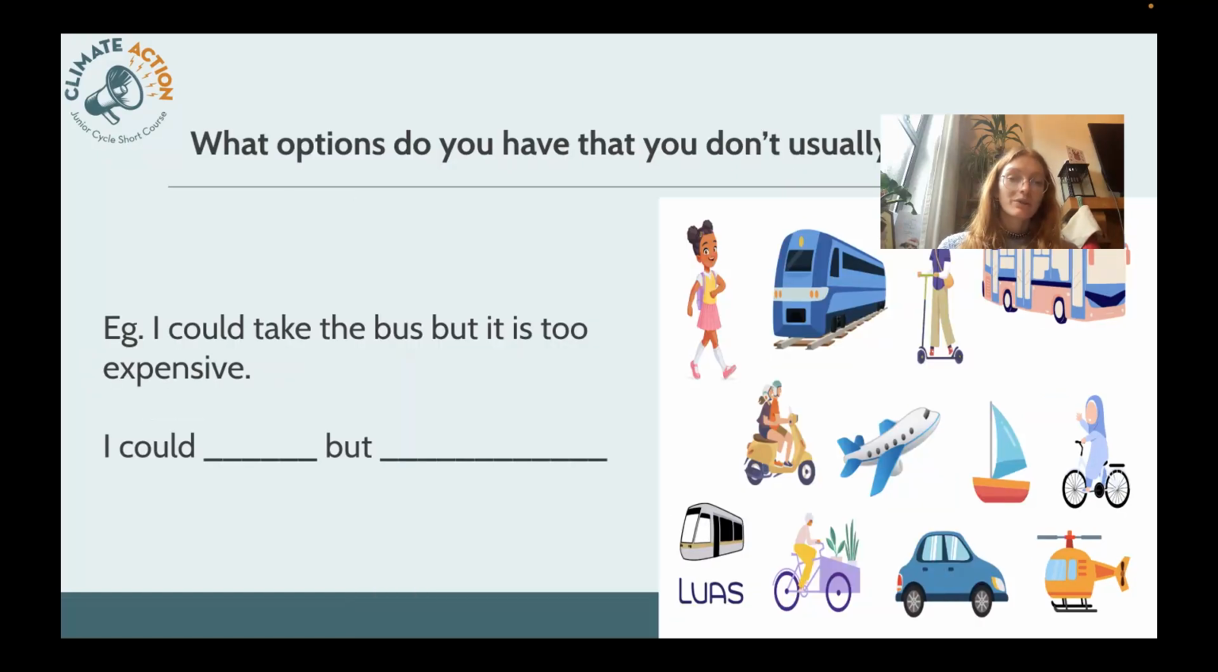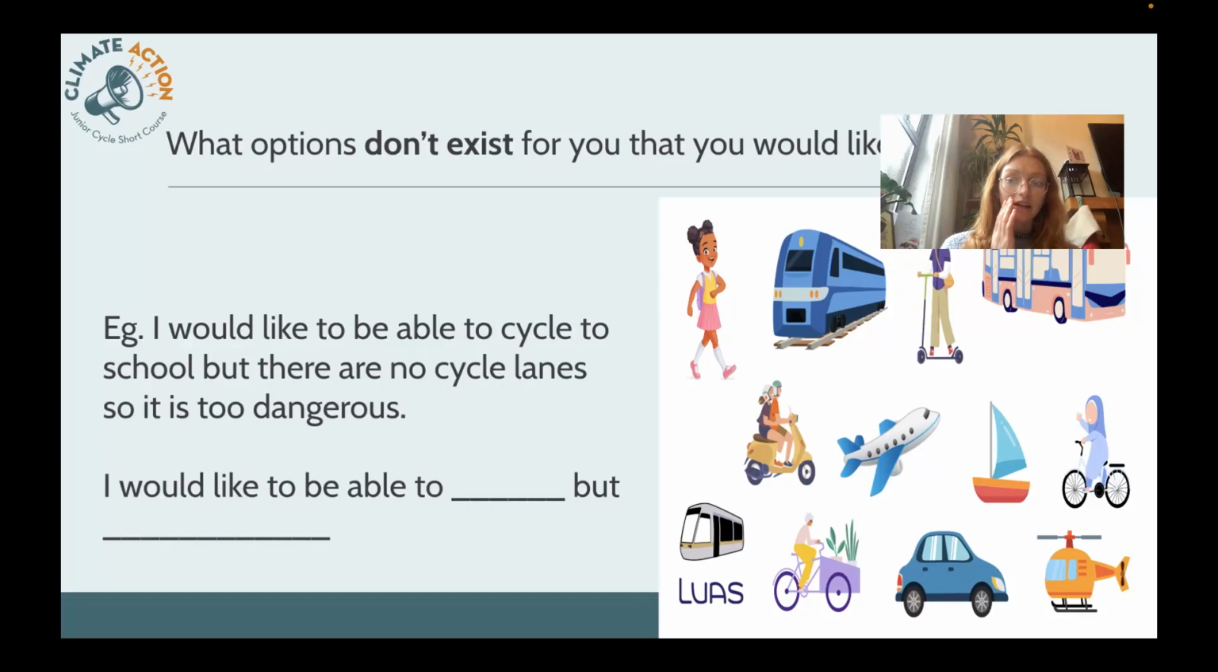What we're trying to do with this piece is figure out, if there are sustainable or other transport options available that they don't take, why they don't take them. It might be that it's too expensive. As we said before, it might be that it's inaccessible. So we're identifying what's already there that they don't take.